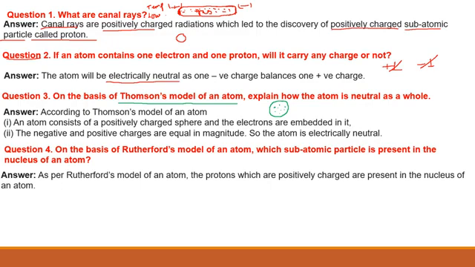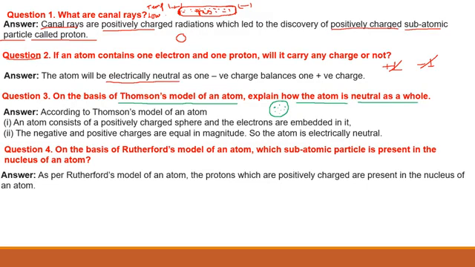J.J. Thomson's model, very important. Go through the model that is given in your book, and read it properly. Thomson's model of atom explained how the atom is neutral as a whole, right? This is the very important discovery of Thomson. Thomson put forth a very important theory that atoms are neutral, and why they are neutral, that also he explained.